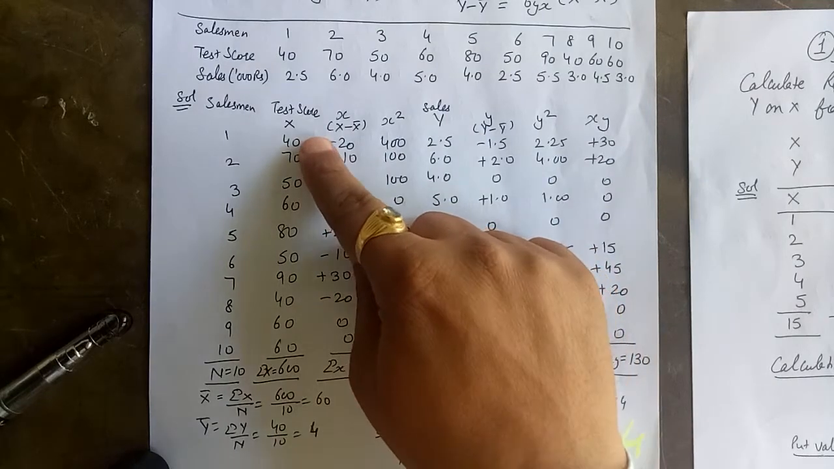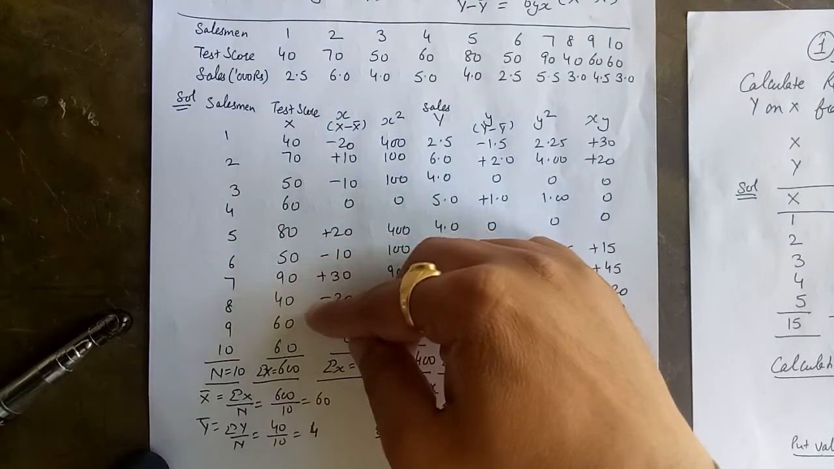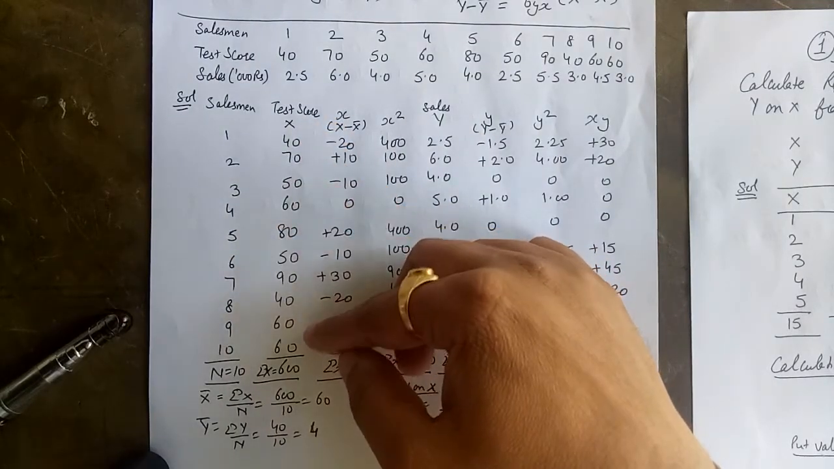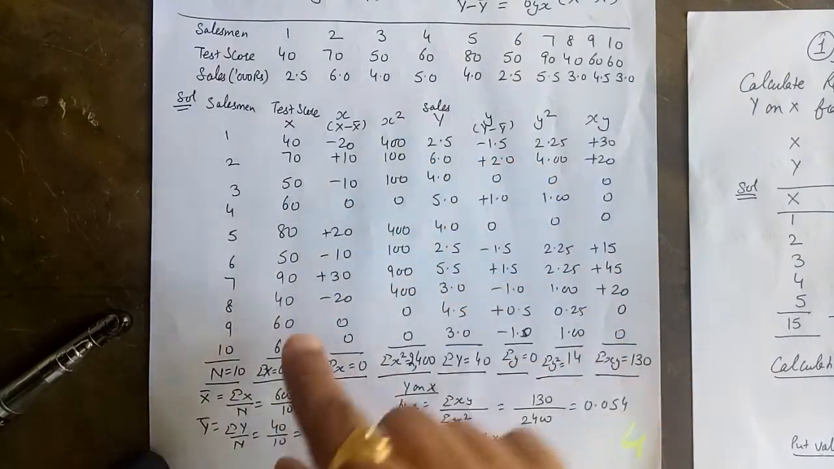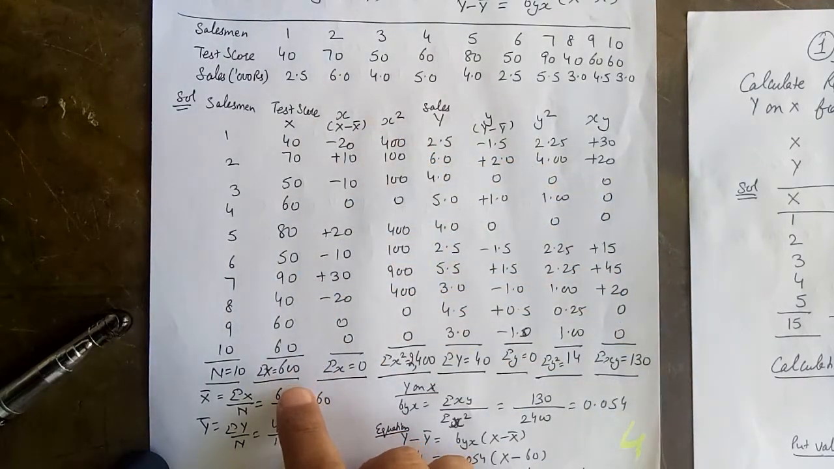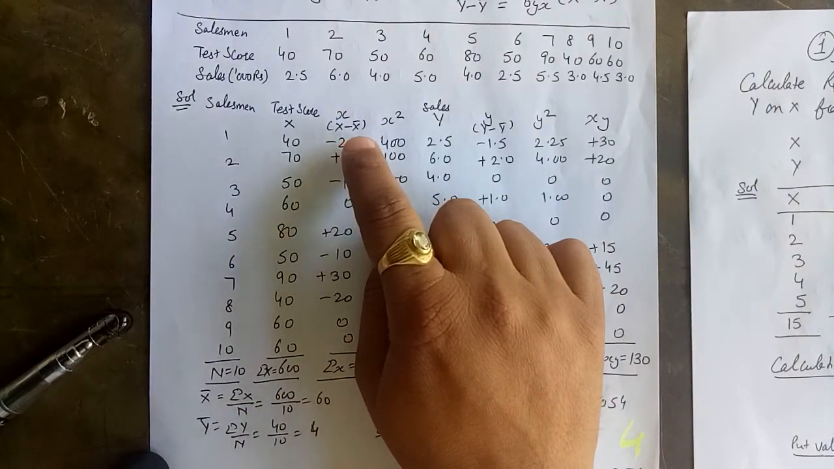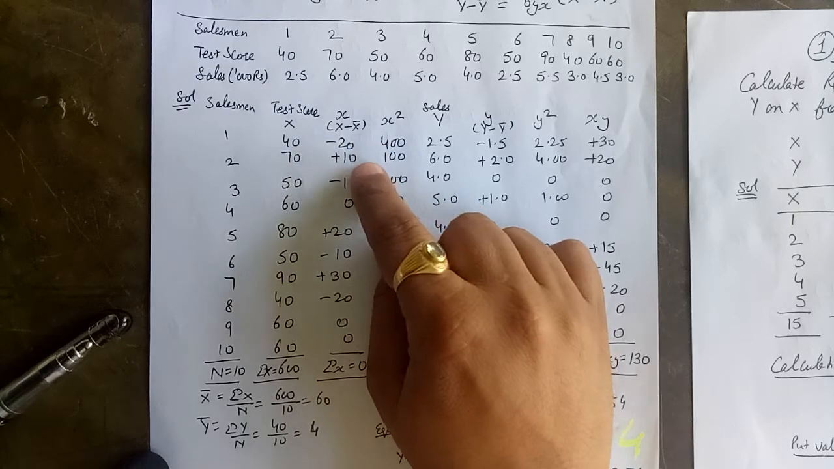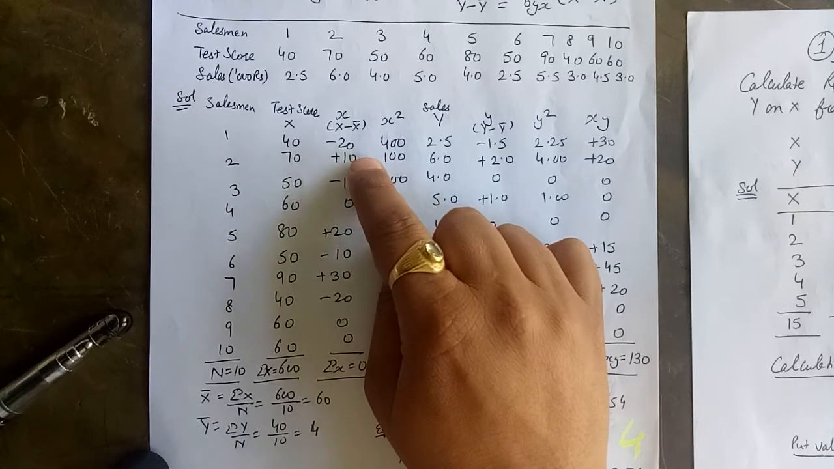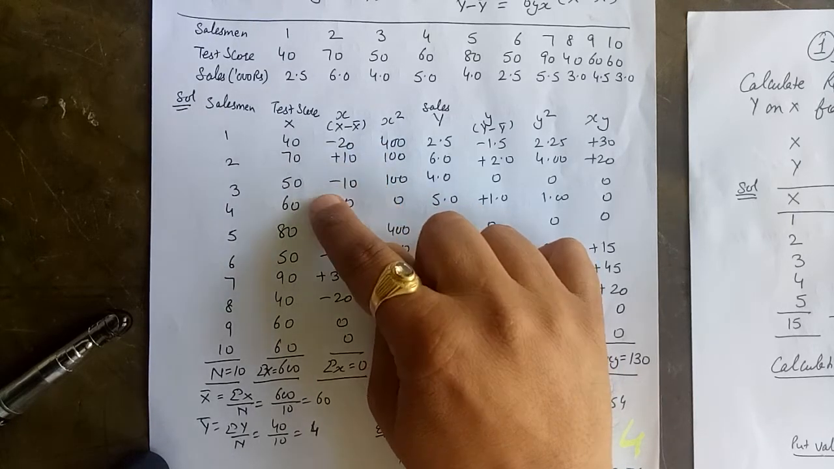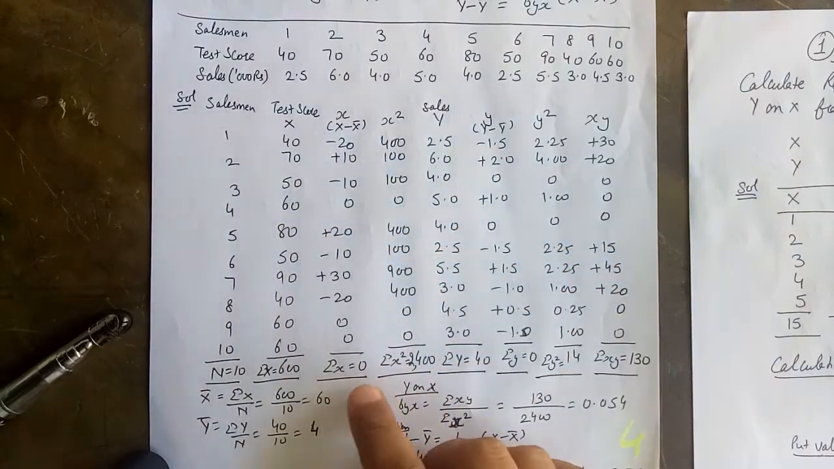So we have taken x, the test score, written over here, that is sigma x, and the total is 600 of test score. So 600 divided by 10 is 60. So 60 is the mean of x. So we will calculate the deviation from the actual mean. So it is 40 minus 60, 70 minus 60, 50 minus 60, and so on. And sigma small x is equal to 0.